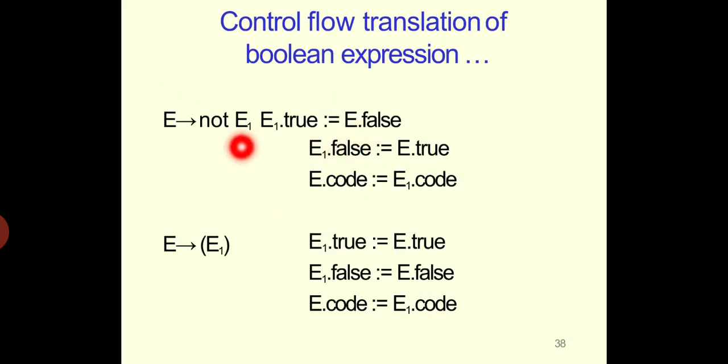Not E1. Here, E1 dot true will be assigned the negation, that is E dot false, and E1 dot false is assigned the negation, that is E dot true. So the code for E will be the code for E1. Here also, E is E1 within brackets, so the expression's logical value will not change. E1 dot true equal to E dot true, E1 dot false equal to E dot false, and E dot code is equal to E1 dot code.